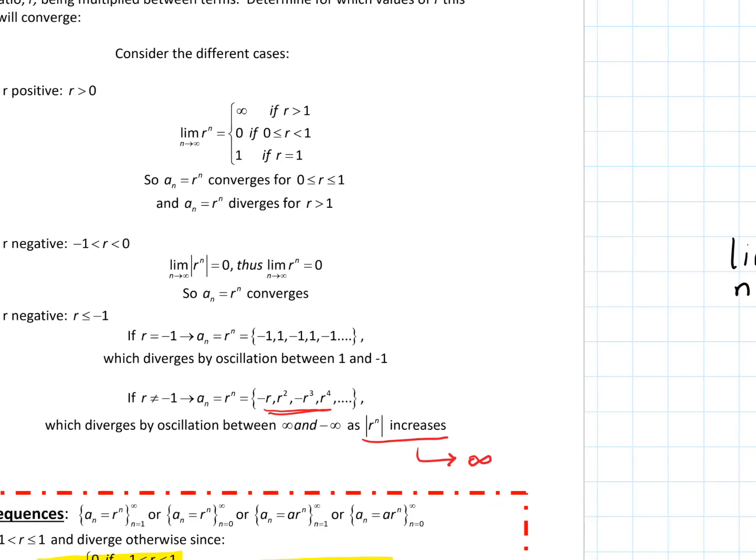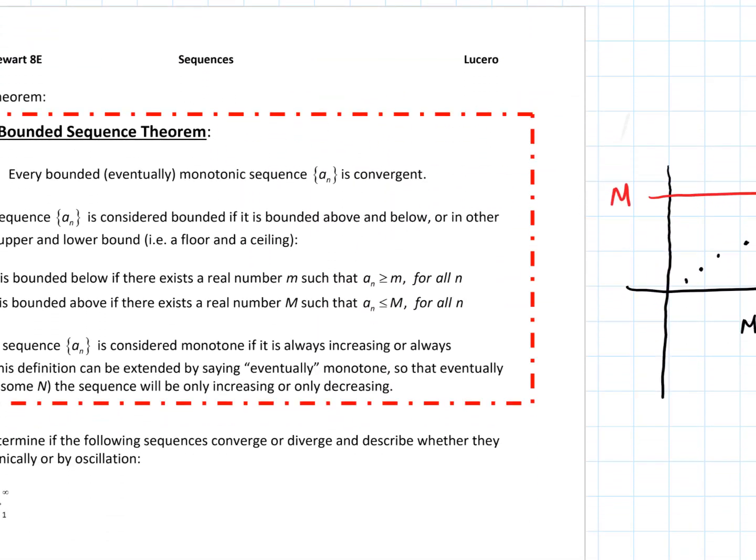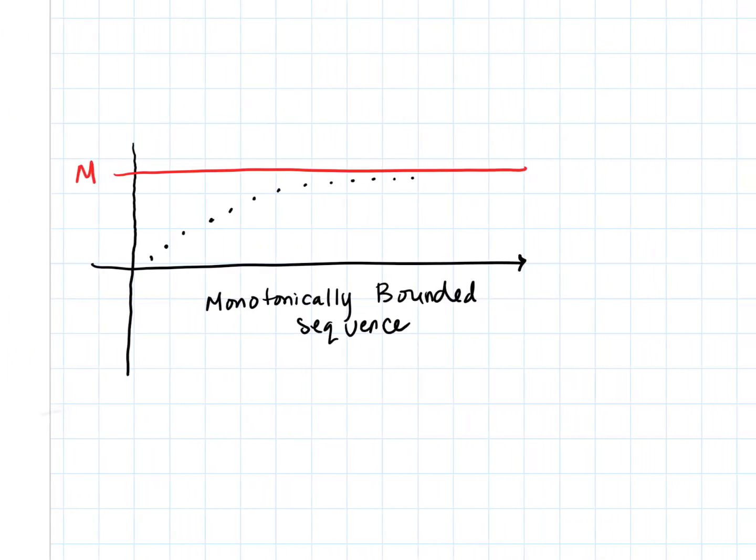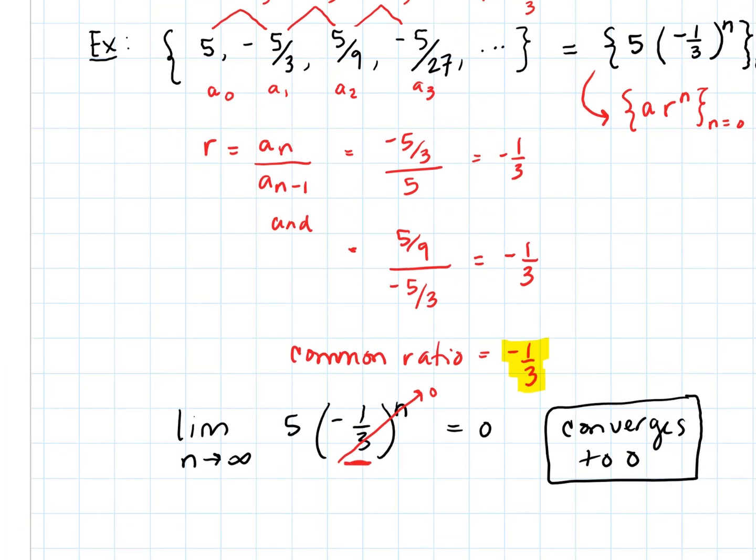Now, the other definitions that we went through in that first video about geometric sequences were monotone and bounded. Bounded means that it's going to have a floor or ceiling, an upper or a lower bound, and monotone means that it is always increasing or always decreasing. So if we have a monotonically bounded sequence, it's always going to increase or always decrease towards its bound.